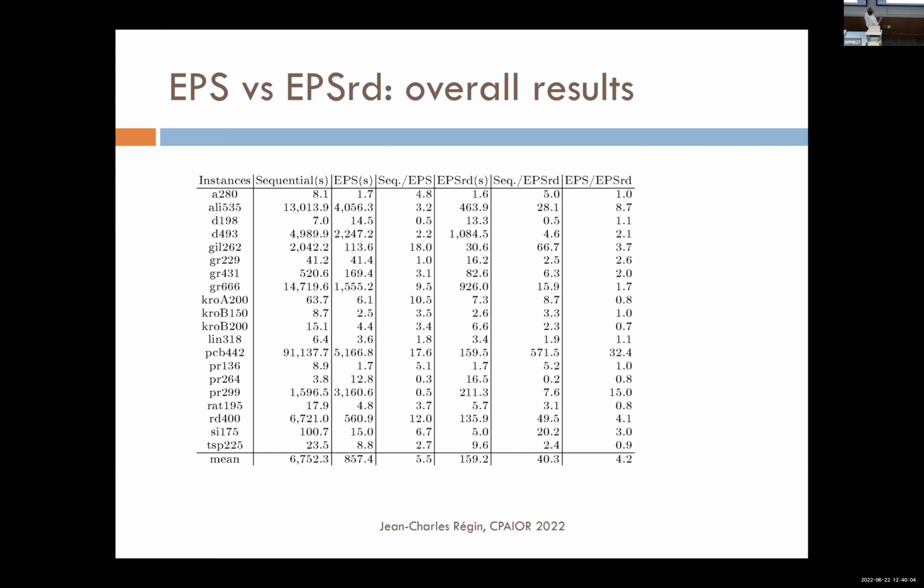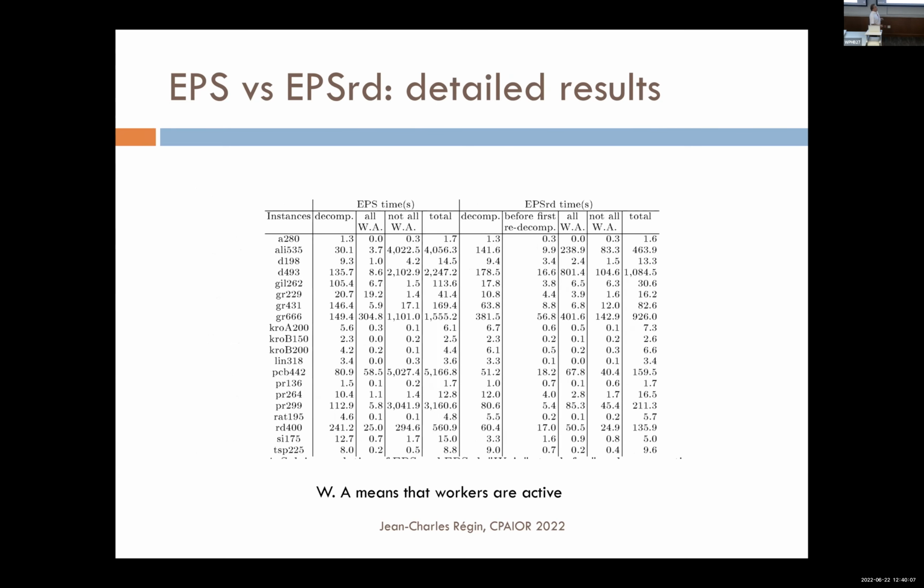Now if we look into details, we can get some information. A very interesting table is this table. Here we put the time of the decomposition. You can see that the time of the decomposition here is going to be increased for some problems, because in fact we really decompose several times. So this is before the first decomposition, and here this is the time that is spent when all the workers are active. That is the perfection. And here this is the time that is spent when not all workers are active.